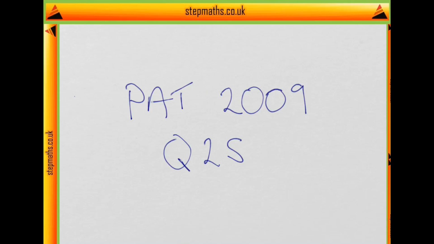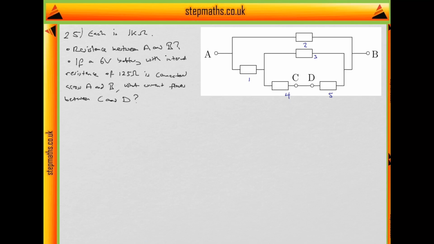Hi. Today we're going through a PAT paper in 2009 looking at question 25. Question 25 gives us a circuit of resistors, each of resistance 1 kilo ohm. And the first part asks us to find the resistance between A and B.